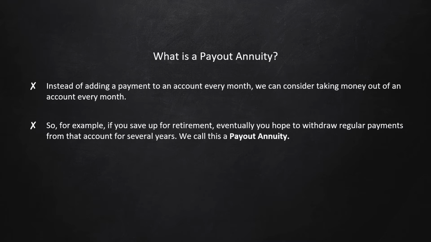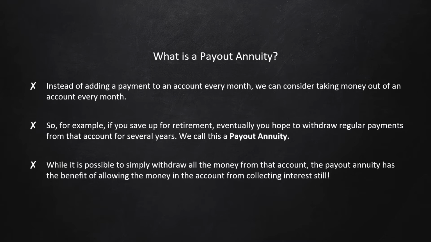Instead, we're doing the exact opposite, where imagine if you do save for retirement, your goal is to withdraw regular payments so that you can pay all of the bills you still have as a person without going to work. And you plan to do this for several years. That's the whole point anyway. And this is a payout annuity. It works like the same thing, but in reverse.